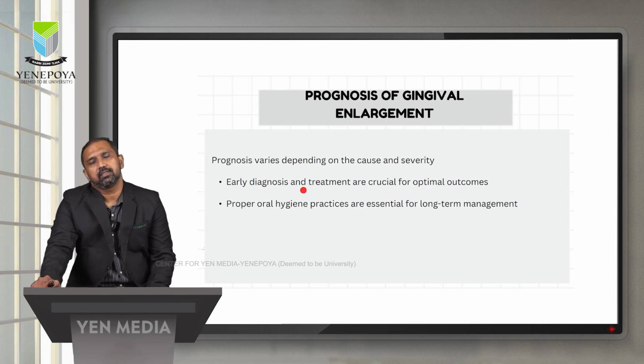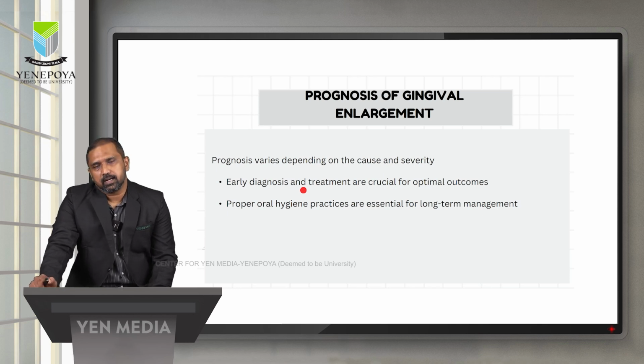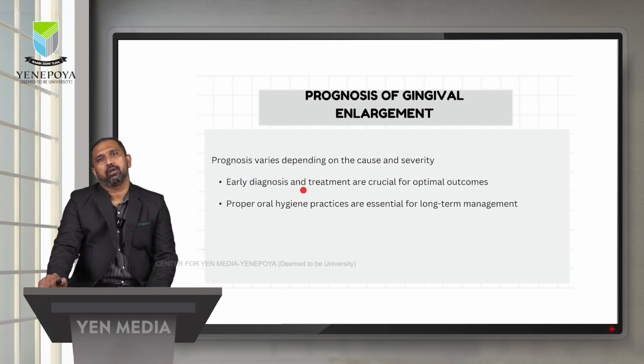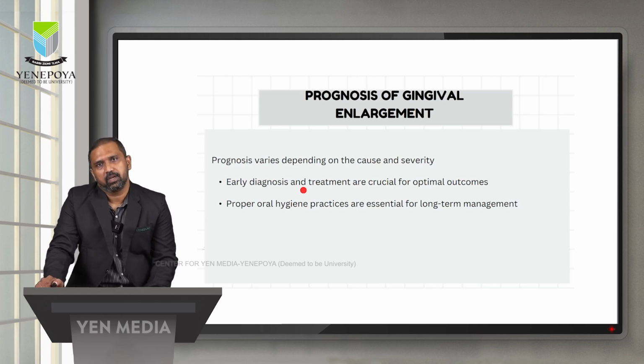It is not that once the treatment is done, the drug-induced enlargement will not recur. As long as the systemic drug administration continues, there is a possibility of recurrence. So in such situations, you have to recall the patient, and periodic recall and maintenance care has to be given to the patients.